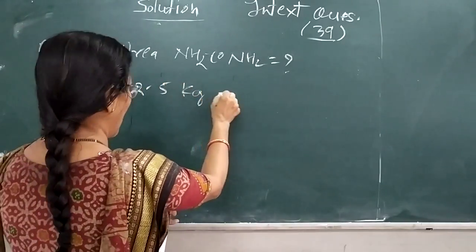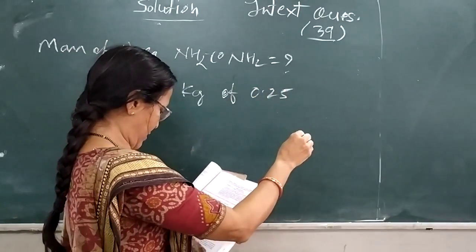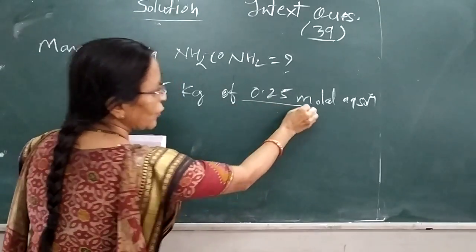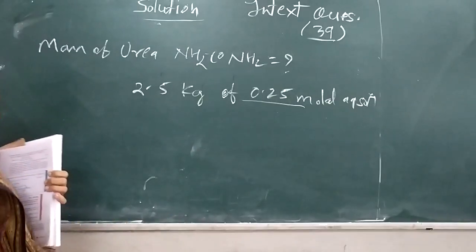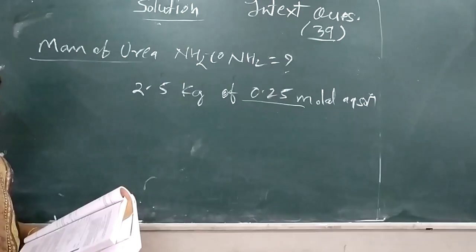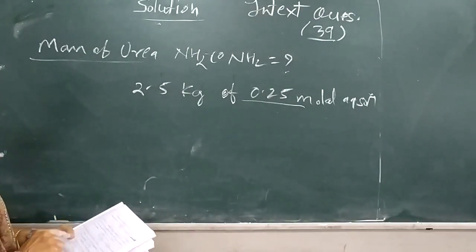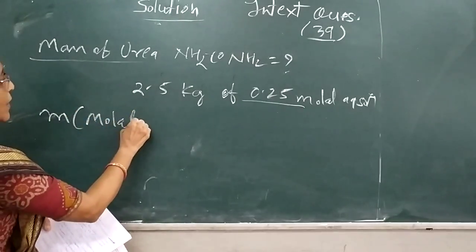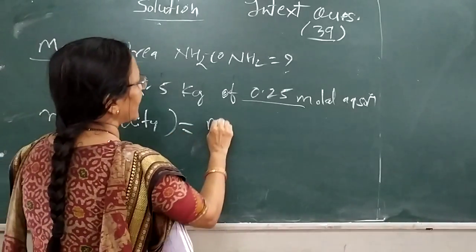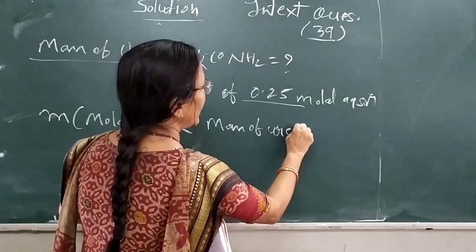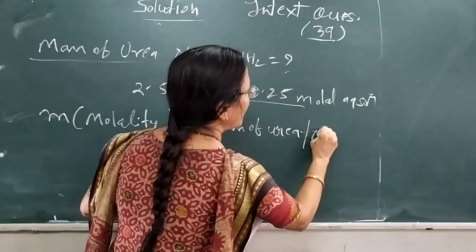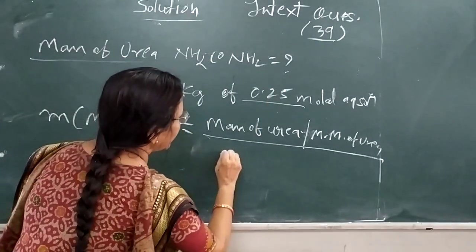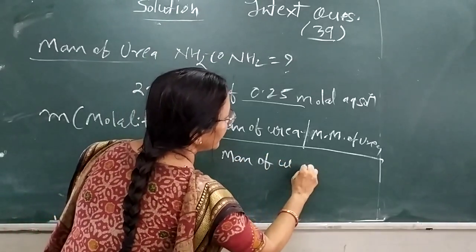You want to calculate the mass of urea required in making 2.5 kg of 0.25 molar aqueous solution. हमको 0.25 मोलर एक्वस सॉल्यूशन बनाना है 2.5 kg, तो मुझे यूरिया का मास कैलकुलेट करना है. So for this, first of all we will calculate the molality, small m. For small m the formula is mass of urea into 1000 upon molar mass of urea into mass of water in kg.